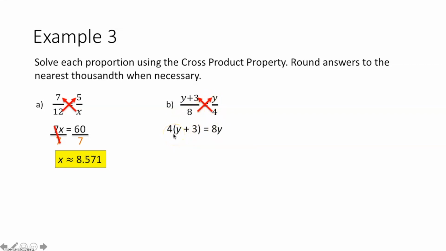Now we're going to simplify, move, solve like we normally would. So step 1, simplify. Can we simplify either side? Yes, we can simplify the side using the distributive property. So we're going to do that. 4 times y gives me 4y, and then 4 times 3 gives me 12.